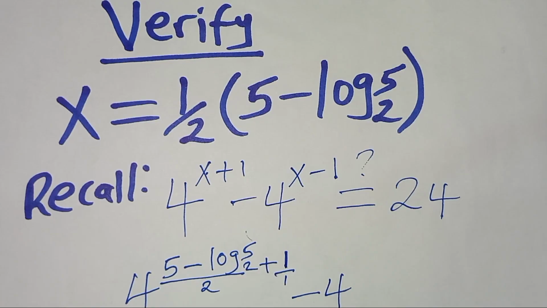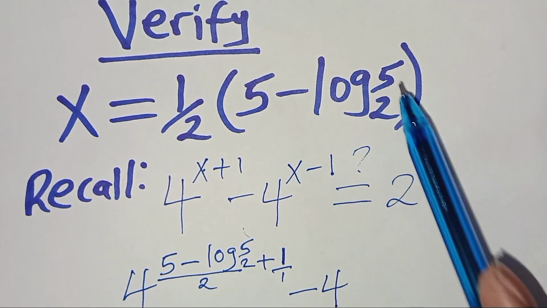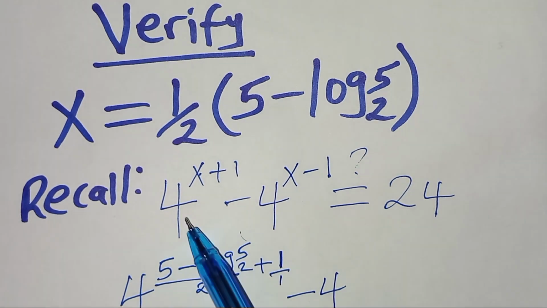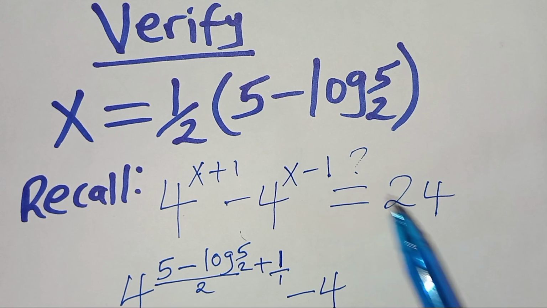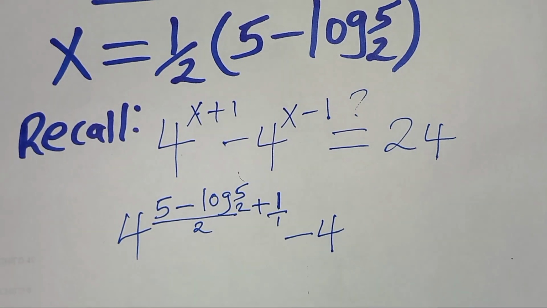Now let's verify that the value of x, which is a half into the bracket 5 subtract log 5 to base 2, actually satisfies the equation. If you recall, we have 4 to the power of x plus 1, subtract 4 to the power of x minus 1. This should give us a value of 24. Now, let's substitute the value of x.